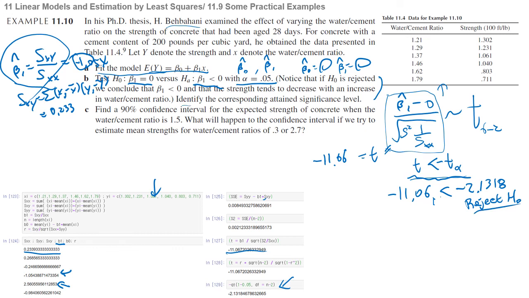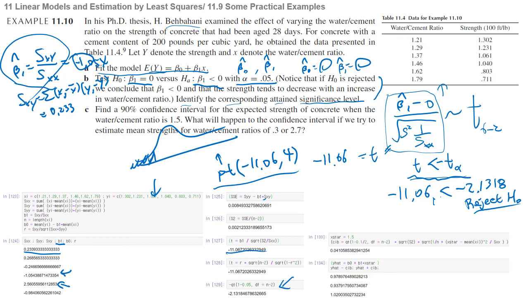And what else? Identify the corresponding attained significance level, which means the p-value. In the slide, I missed the p-value here, but you can easily get the p-value using pt of minus 11.06, and degrees of freedom is 6 minus 2, which is 4. Using this code, you can calculate it, because this is the area of this thing. So this is the p-value. Oh, I don't have the code. Anyway, using pt with this code, you can calculate the p-value without much difficulty.